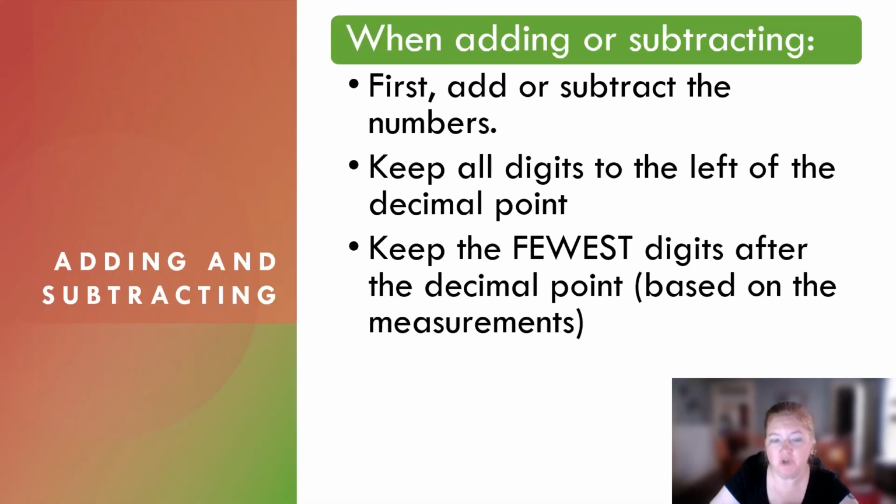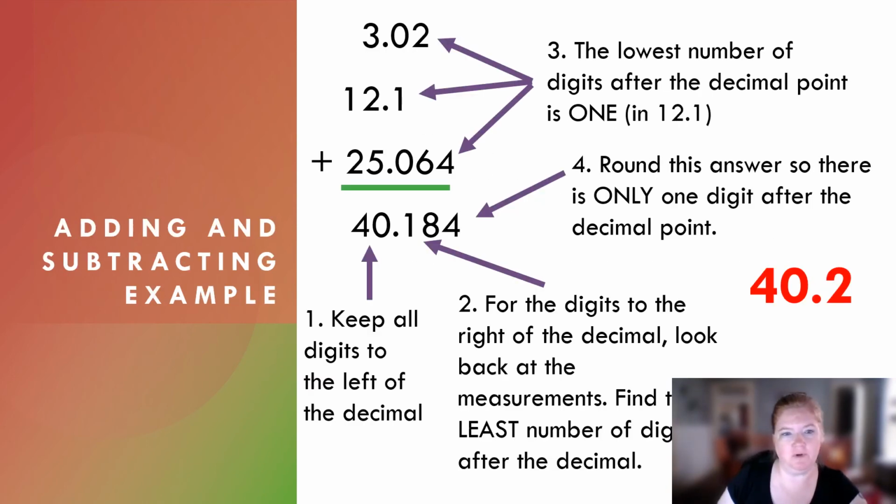When you add and subtract, you have to first do the addition or subtraction, keep everything left of the decimal point, and then the lowest number of digits after the decimal point. So here's just an example. You first do the adding, keep everything to the left of the decimal, and then for the right of the decimal, you have to look at the numbers you were given. This has the lowest number of significant figures afterward. So I can only have 1 digit after the decimal. I look at this, it says round up, so I get to this final answer.